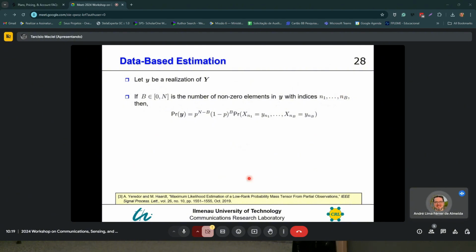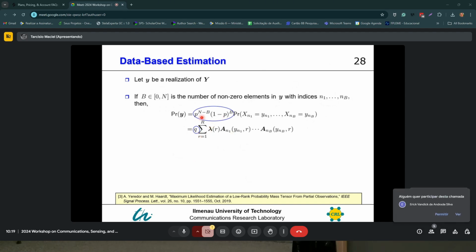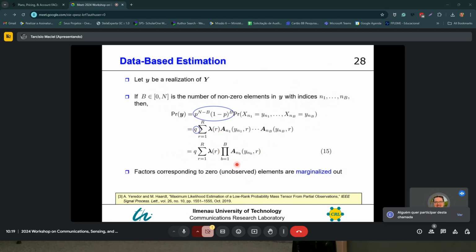Then we can write the probability of y like this expression, where this first factor q is the probability that y occurs. And then B random variables are observed, so N minus B variables are not observed, and we express the joint probability of the B observed random variables in terms of their CPD here, the loading vector and the factor matrices. And the factors corresponding to unobserved elements are again marginalized out as discussed before.